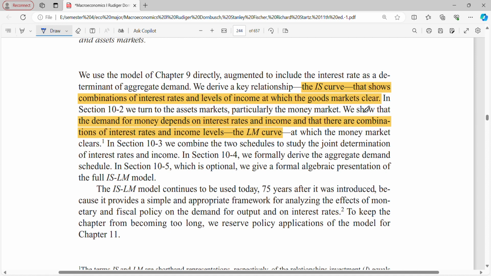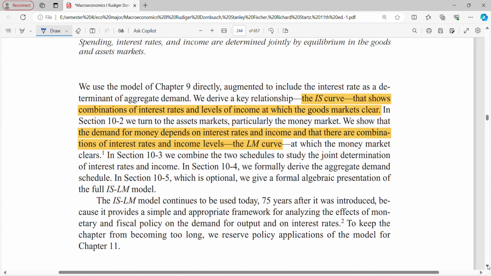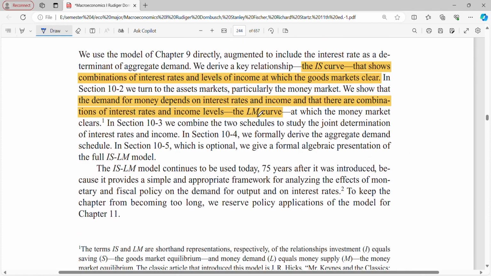So the IS curve is for the goods market and the LM curve is for the, so we have two markets here, goods and asset. Sorry, money market specifically. I'm really sorry for the mistake. The demand for money depends on interest rate and income, and there are combinations of interest rate and income levels at which the money market clears. The LM curve is where the money market is in equilibrium, and the IS curve is when the goods market is in equilibrium.